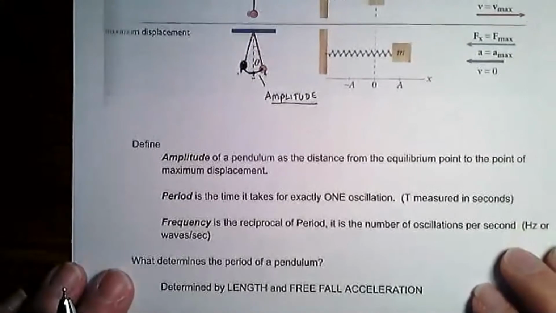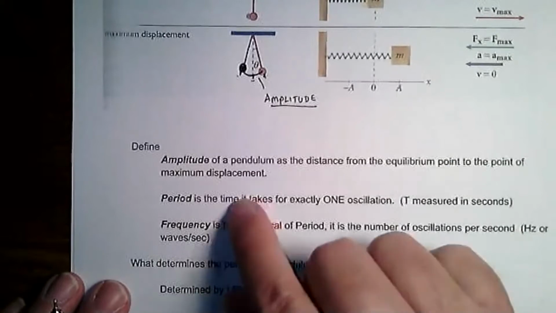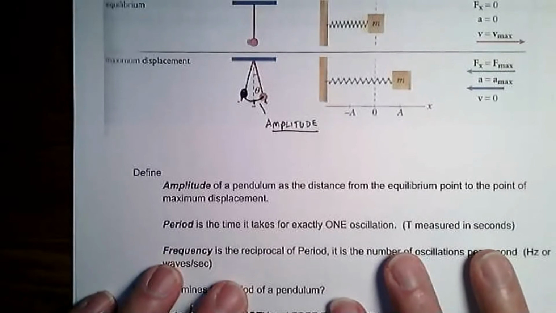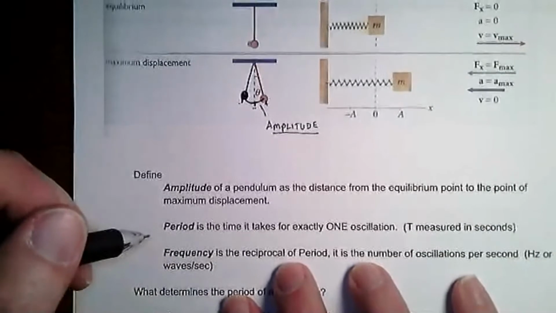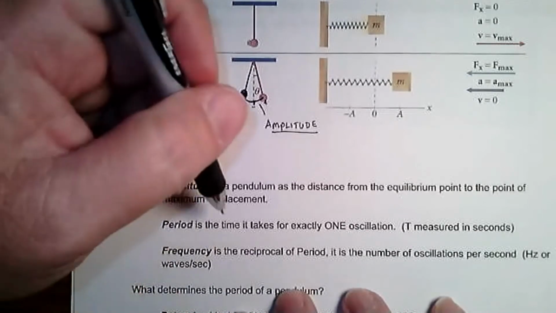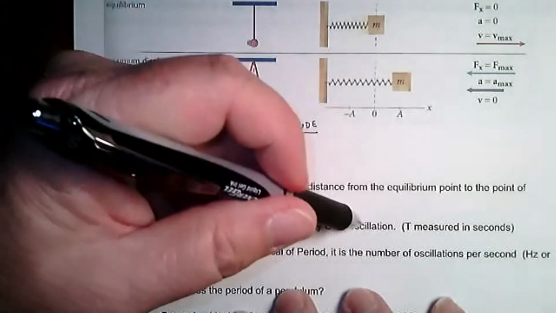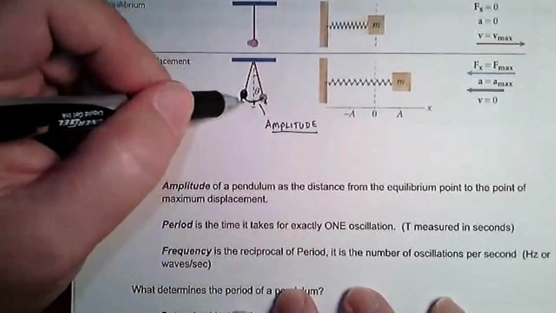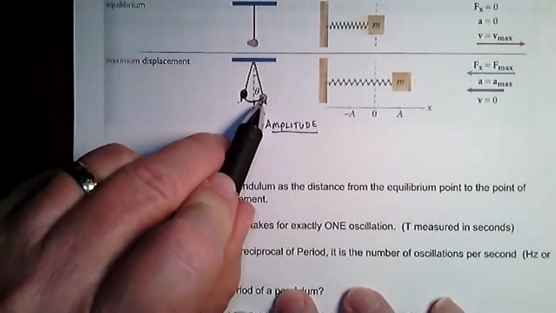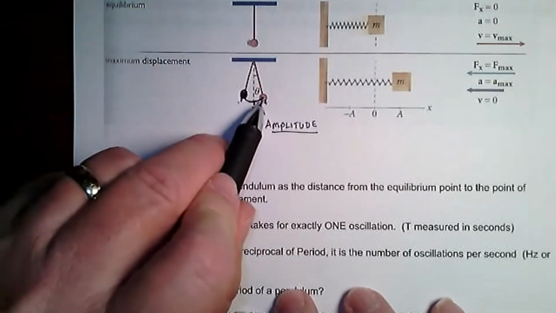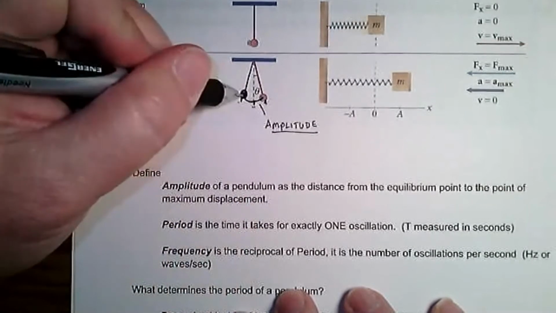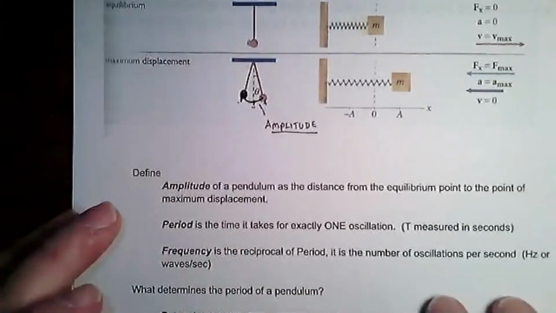And then we have a couple of other factors, other ways of measuring this motion of the pendulum. Period is one, and period is the time it takes for exactly one oscillation. So if I'm thinking about this pendulum, and you're going to see a video in a minute where I'm working with a pendulum, basically to go from this position to this position and back, that's what the period is. From here to here and back, that's the period.